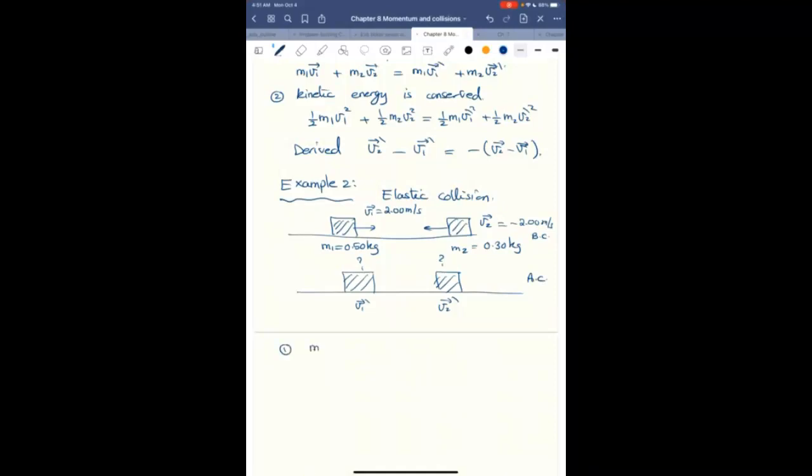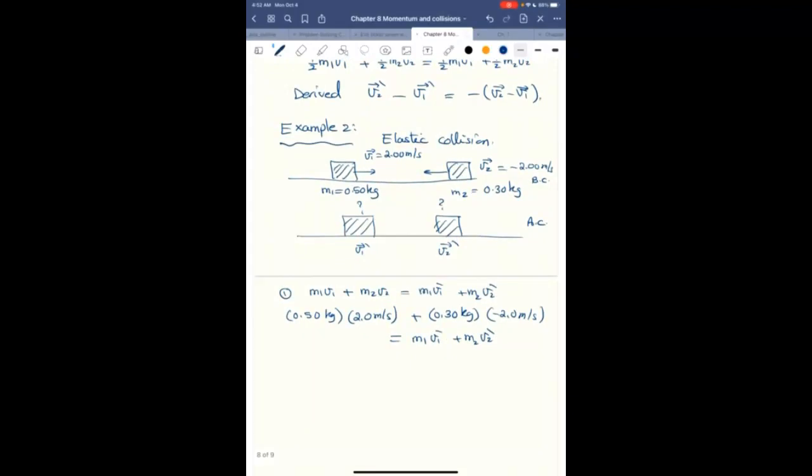First, I will apply conservation of momentum. I will get one equation from this. Just plug in the numbers and make an equation having the two velocities after collision, because these are really my unknowns. As a result of this, I will get an equation 0.4 kilograms meters per second equals mass 1 V1 prime plus mass 2 V2 prime. This is my number one.